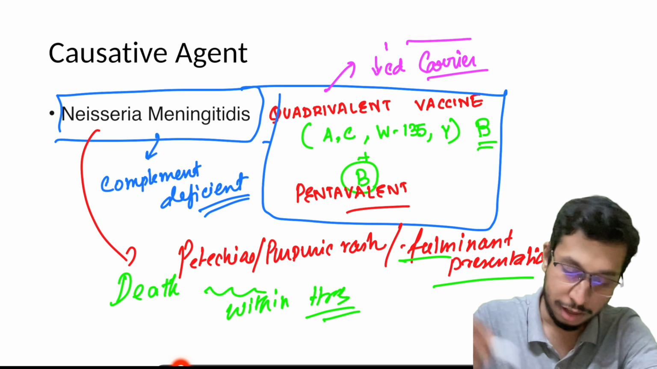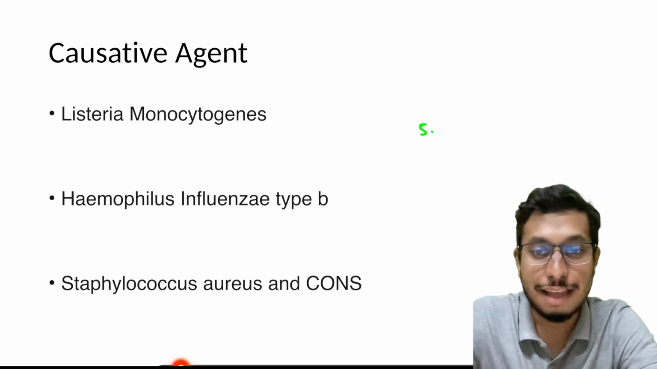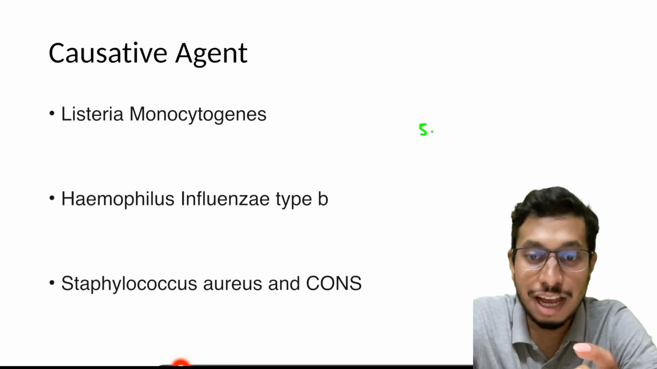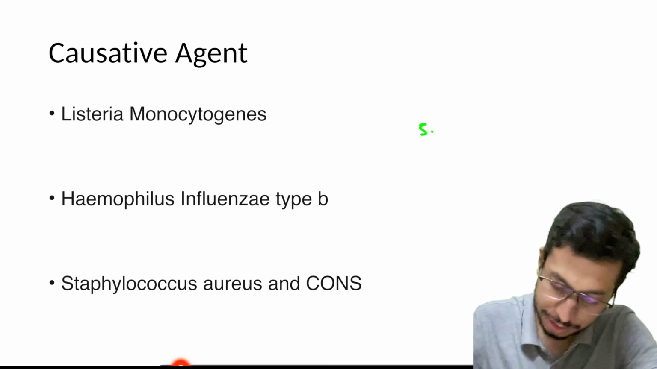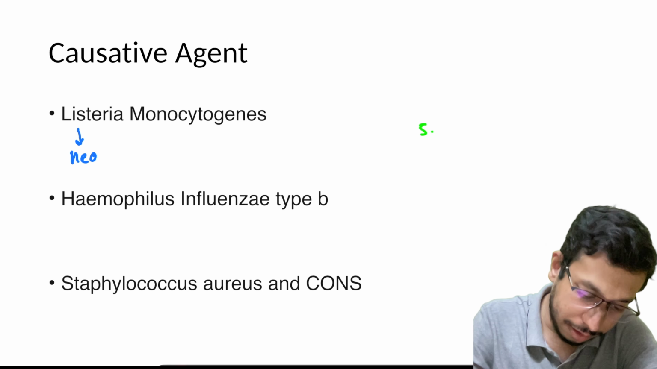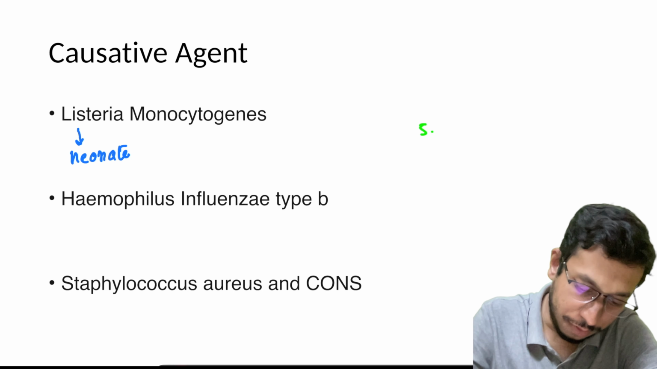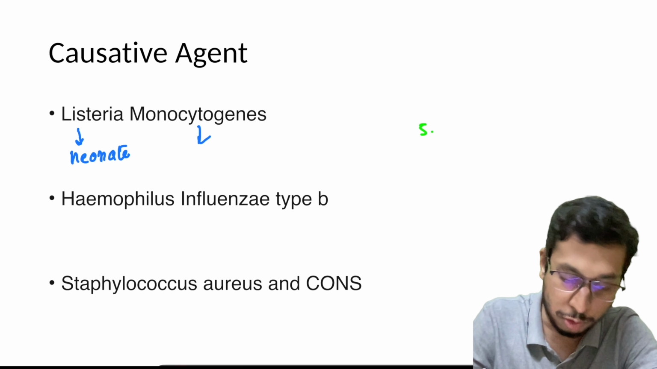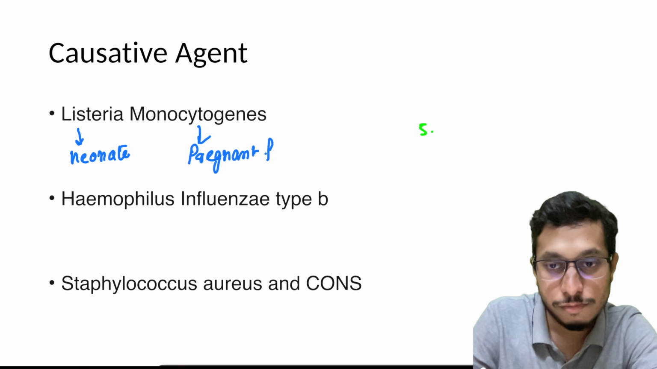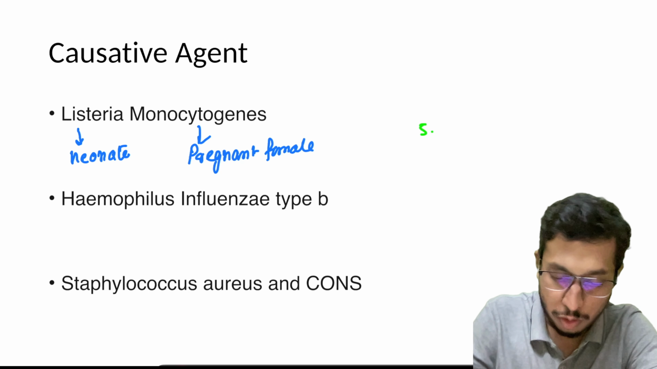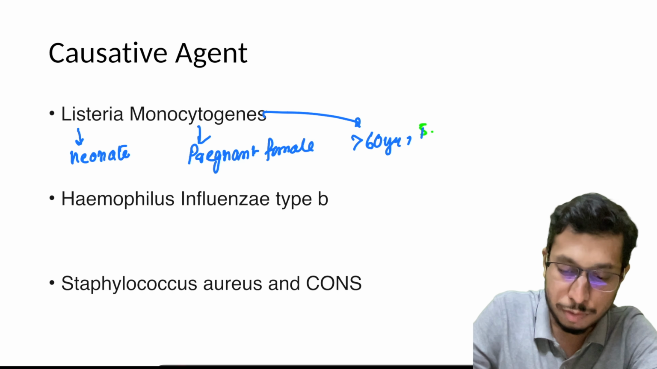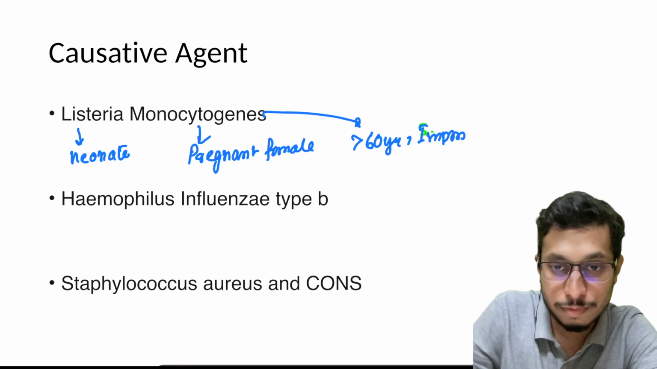Okay. So, coming to the next agent that I would like to talk about, Listeria. Listeria is usually seen in neonates. In medicine, the age groups in which Listeria is more common are pregnant females, people who are more than 60 years old, or immunocompromised.